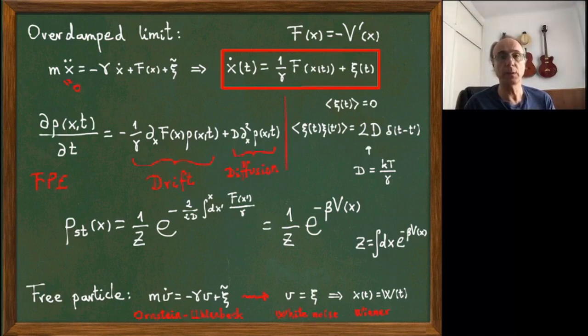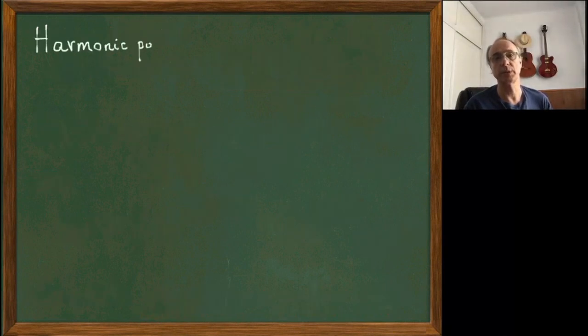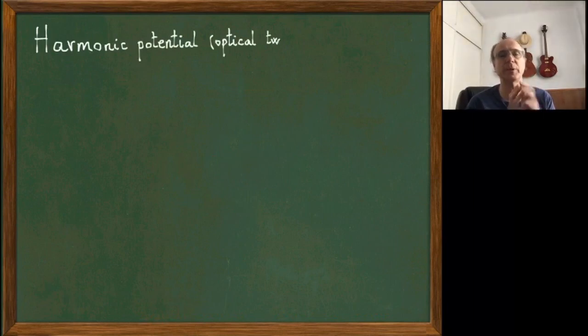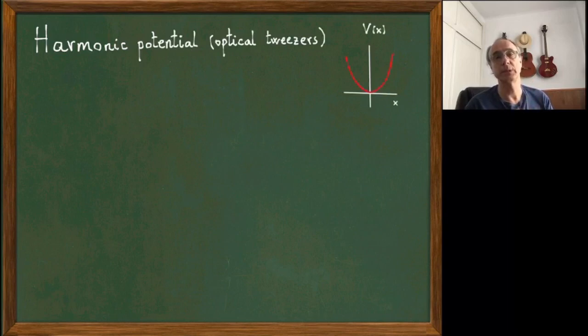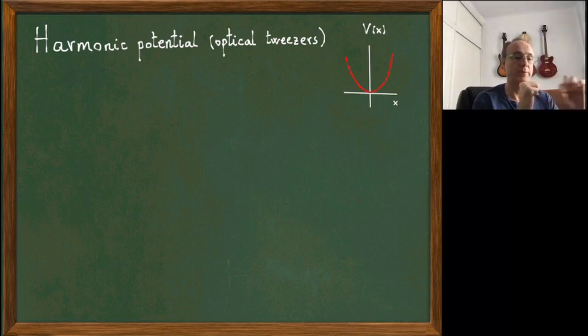Now I will study this in more detail when F is there, a harmonic potential, a quadratic potential. This is important because it plays a very important role in optical tweezers. Optical tweezers are a device that concentrates a lot of light into a very small region of space. Transparent particles with a refraction index different from the medium, usually water, deviate photons because of diffraction, and then experience a force that attracts the particle to the focus of the light, to the center of the beam. These are called optical tweezers. Those particles feel an effective potential, which is quadratic.